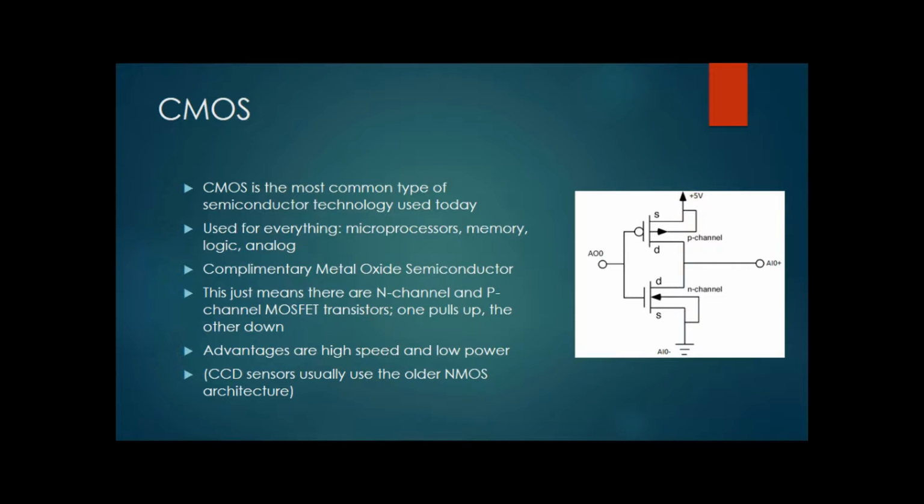It's not necessarily optimum for detecting light, though. The old CCD sensors usually use NMOS, which is just this type of transistor. And I believe the Sony sensors use PMOS, which are these types of transistors. And that's all that's in there.